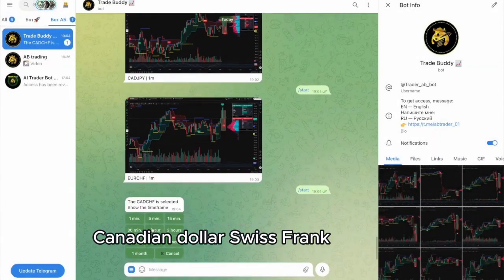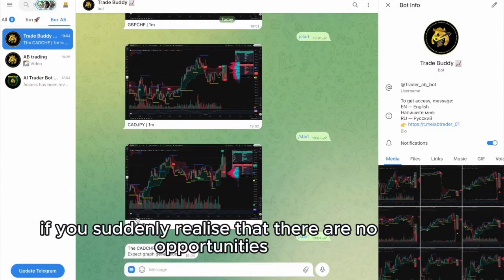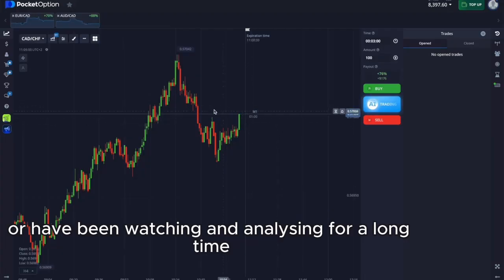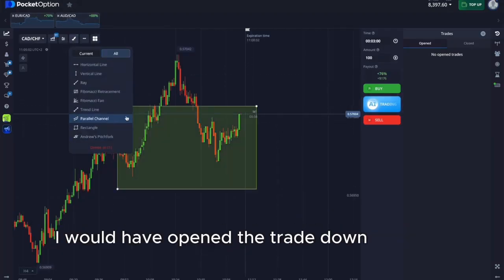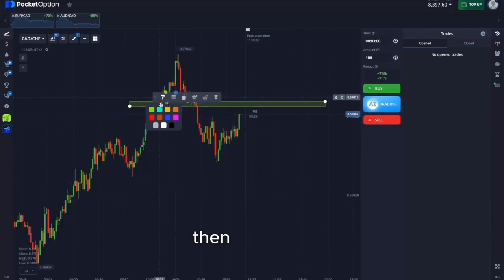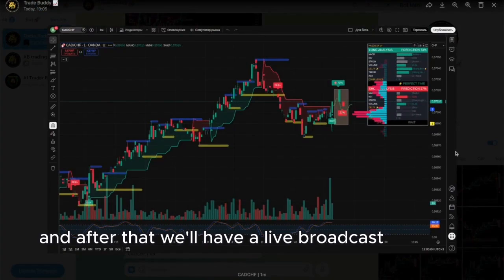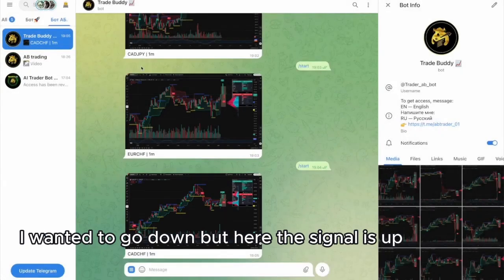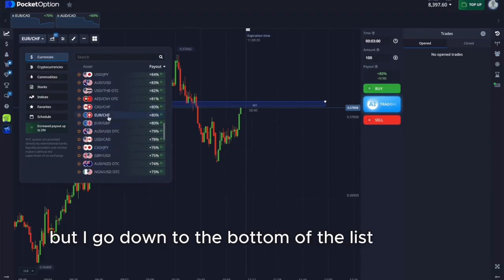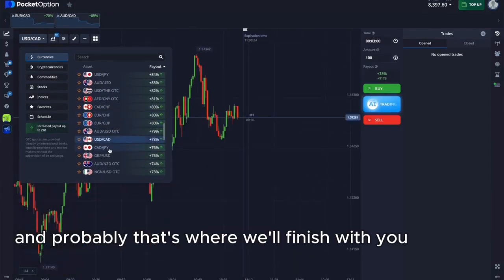Canadian dollar, Swiss franc, time frame 1 minute. If you suddenly realize that there are no opportunities at all, you've gone through all the currency pairs or have been watching and analyzing for a long time, I would have opened a trade down, but just take a break, have a little pause, and that's what I'm going to do now. Then there will be a second trading session with the team, and after that we'll have a live broadcast. I wanted to go down, but here the signal is up. If it goes up, I don't enter, but I go down to the bottom of the list. And probably that's where we'll finish with you.